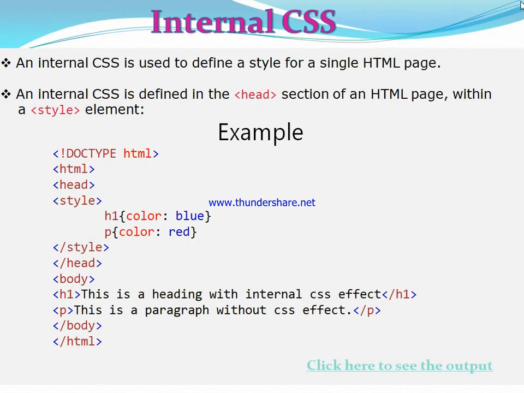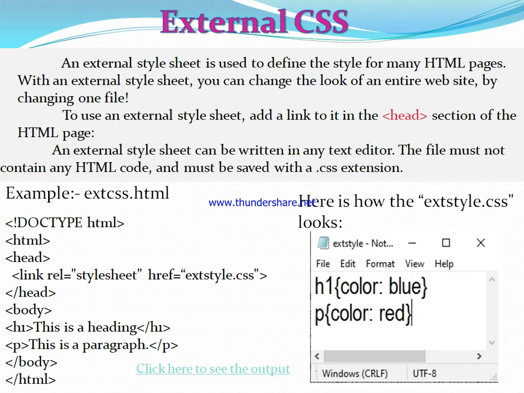Now next is external CSS. So what is the meaning of external CSS? As we have gone through the concept of inline CSS and internal CSS, I can say that these are the two methods by which I can apply CSS effects to a single HTML document. The style attribute or the style tag present in the code will be affected by the CSS font formatting styles or effects.